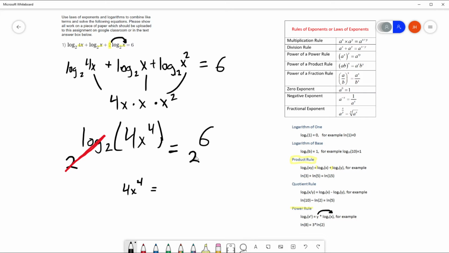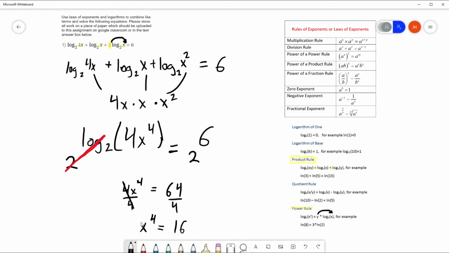equals 2 to the 6, which, let's see, what's that? That's 2, 4, 8, 16, 32, 64. All I did there, guys, was count by the powers of 2. I counted 6 of them. I was using my fingers for that. All right. Now to solve this, we just got to divide both sides by 4. So x to the 4 is equal to 64 divided by 4, which is 16.